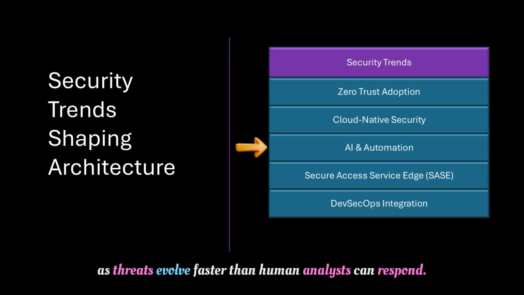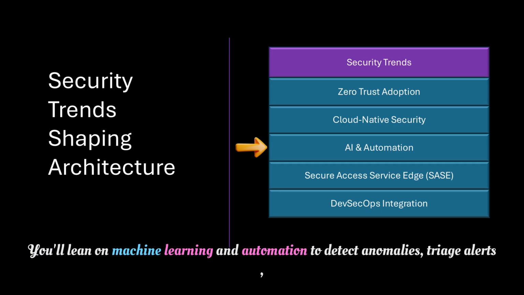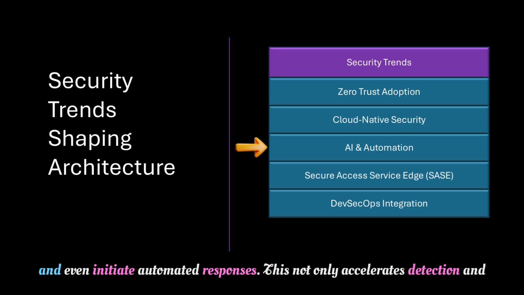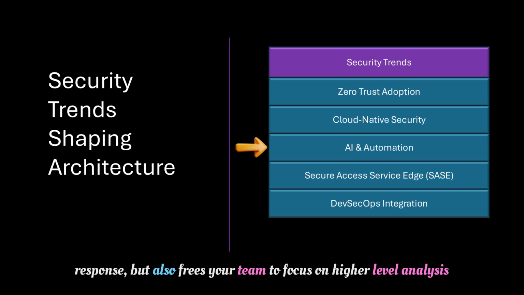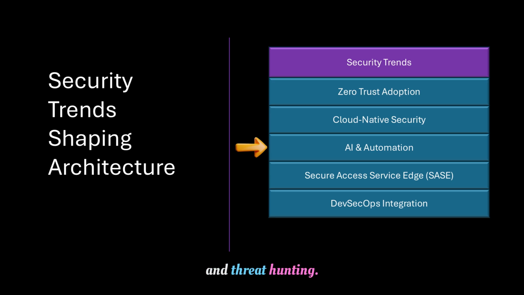As threats evolve faster than human analysts can respond, you'll lean on machine learning and automation to detect anomalies, triage alerts, and even initiate automated responses. This not only accelerates detection and response, but also frees your team to focus on higher-level analysis and threat hunting.